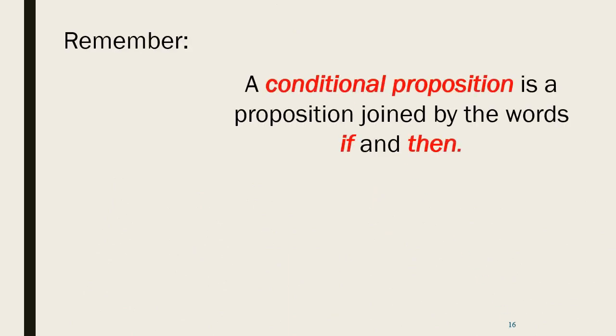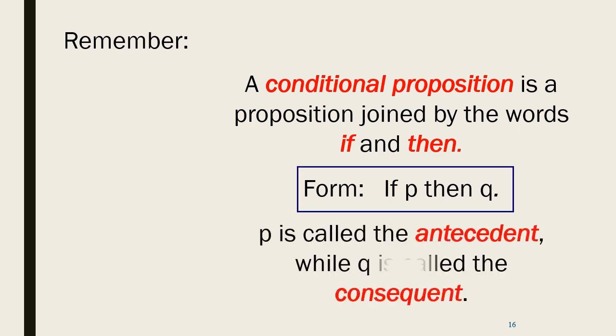Remember, a conditional proposition is a proposition joined by the words if and then. So it is in the form of if P, then Q. P is called the antecedent while Q is called the consequent.